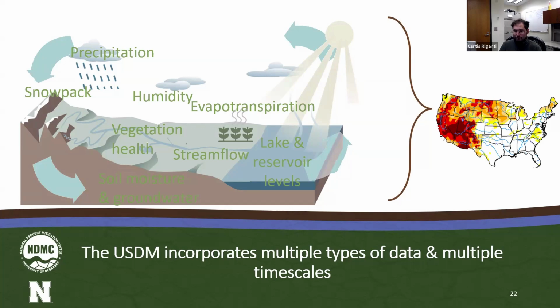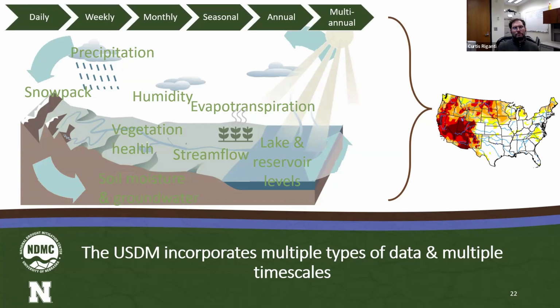Conversely, also in the last several years, we've had multiple different types of input data sets that have been developed that will help look at, say, flash droughts or rapid onset drought events. And those indices are specifically tuned to look for that.